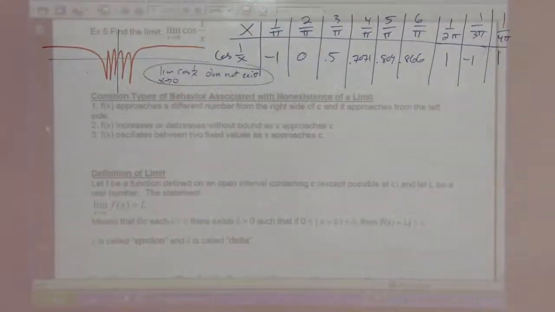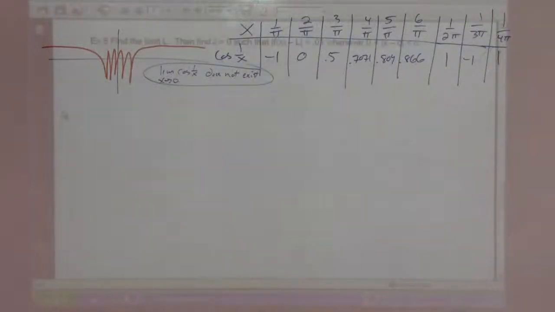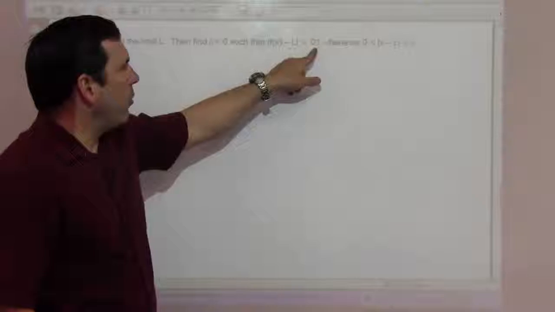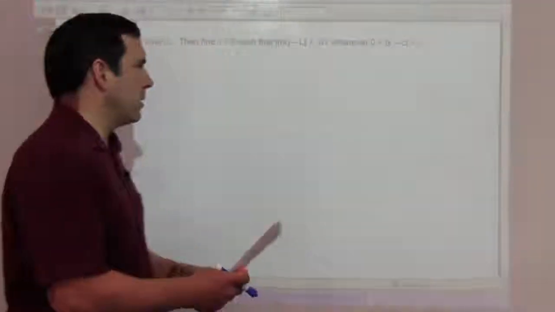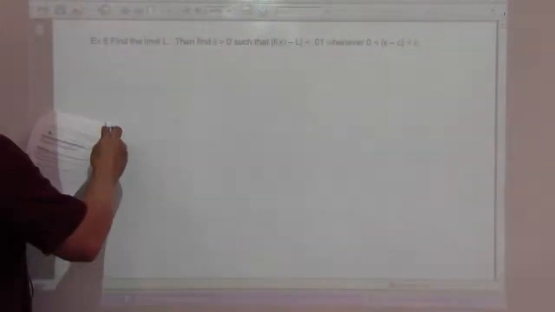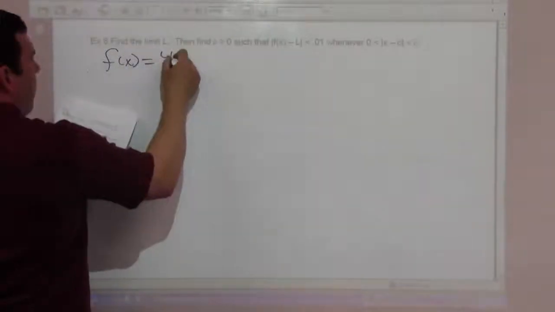So we have an example here where I'll work through one. There might be one of these in the homework, but it's not every problem in the homework. Find the limit, then find delta, which is positive, such that the absolute value of f of x minus L is less than 0.1 when 0 is less than absolute value of x minus C less than delta. And I forgot to type this in here. We have f of x equals 4 minus x over 2.